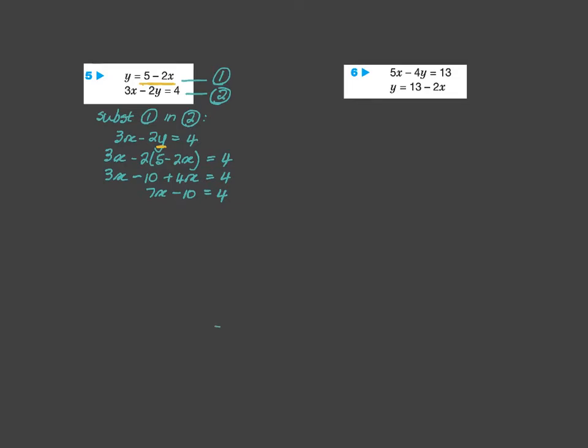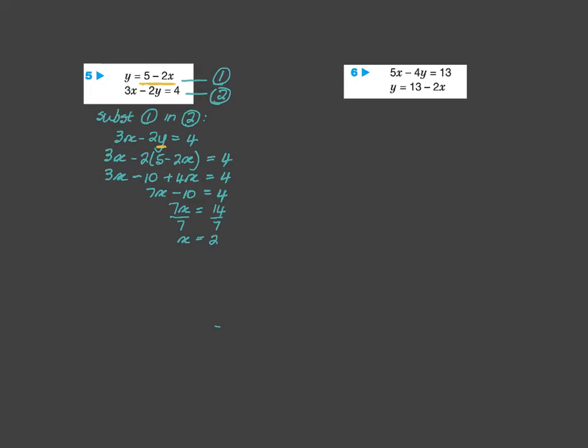On the left, I'll have 7x minus 10 plus 10 is 0, so I'll just be left with 7x is equal to 4 plus 10, which is 14, because I was adding 10 to both sides. I divide by 7 on both sides. 7 divided by 7 is 1x, and 14 divided by 7 is 2.